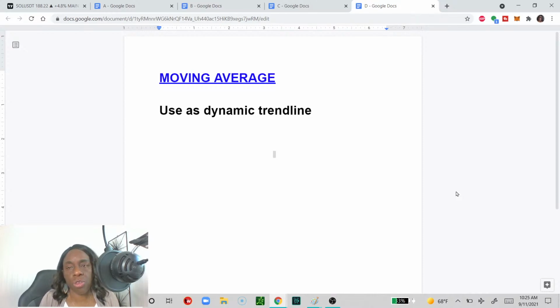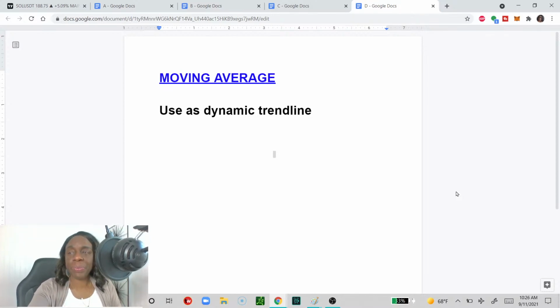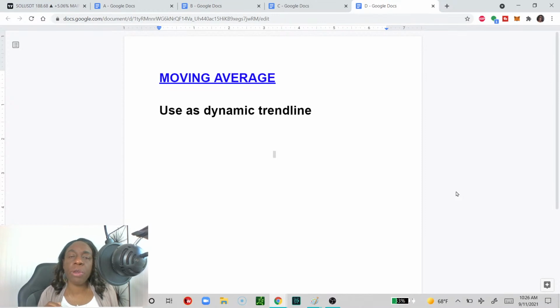Now, when you draw a trend line, you're drawing it based on your lows and your highs, and you have this hard line that you extend over the future trading period, right? And then you want to enter or exit your trades based on if price action is below your trend line or above your trend line, right? But with your moving averages, they act as your trend line.